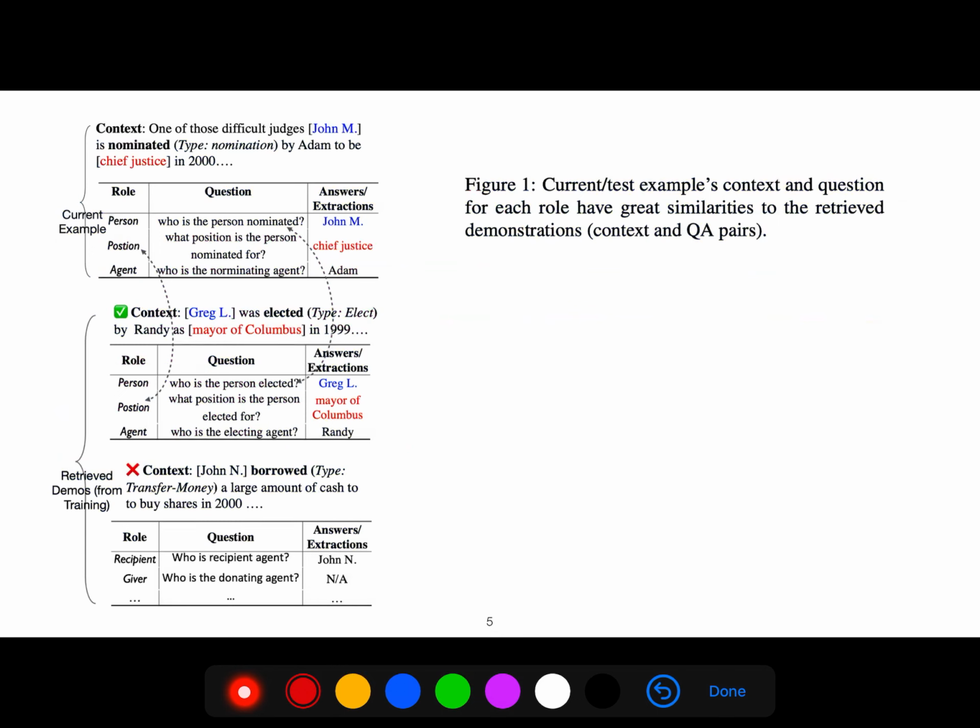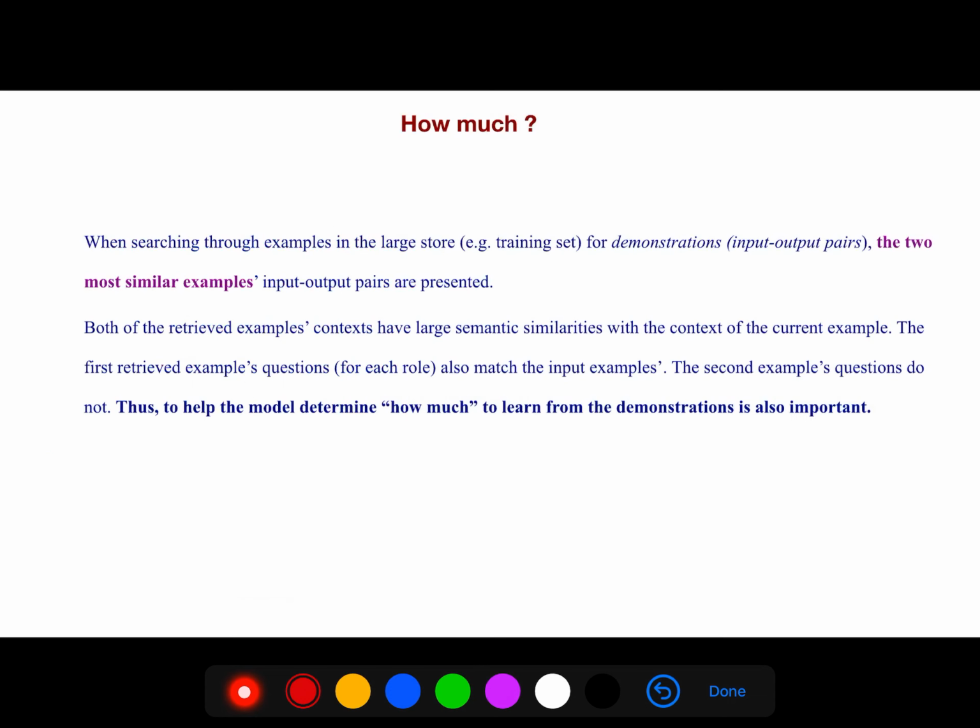So this is a current test example. The context and question for each role have great similarities to the retrieved demonstrations. You have the context, for example, one of the district judges is nominated by Adam, and then for this current example, we retrieve demos from the training set. When searching through examples in the large store, which we call the large store for demonstrations, the two most similar input-output pairs are presented.